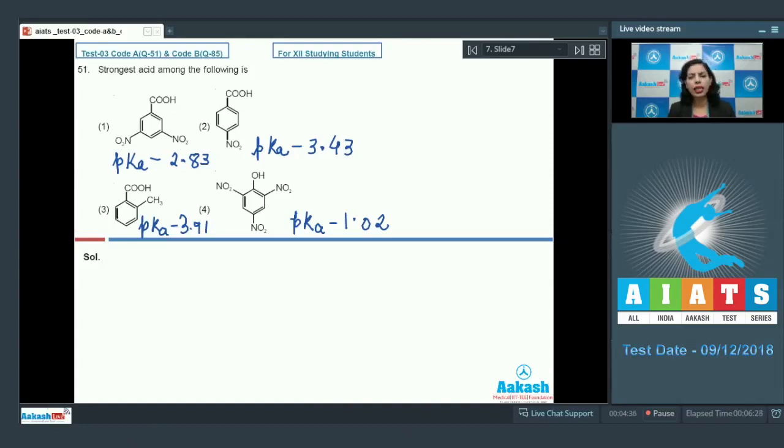What is the reason behind that? If we talk about picric acid, the anion formed after donation of a proton by picric acid is stabilized by resonance, and that is why it has the strongest acidic nature among all these given compounds. So the correct answer for this question is option 4.